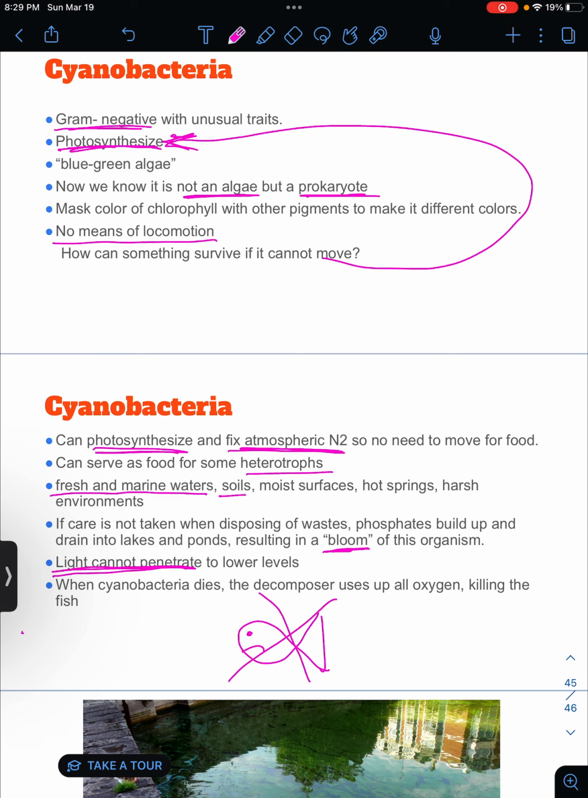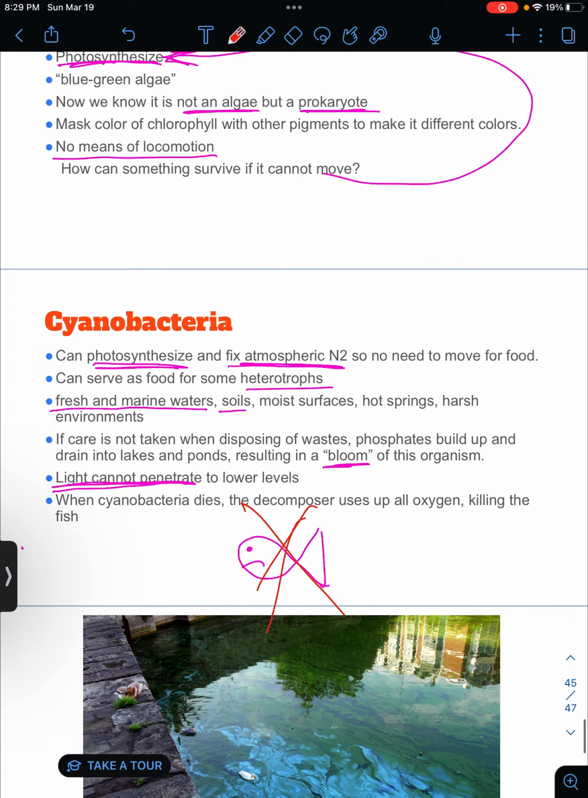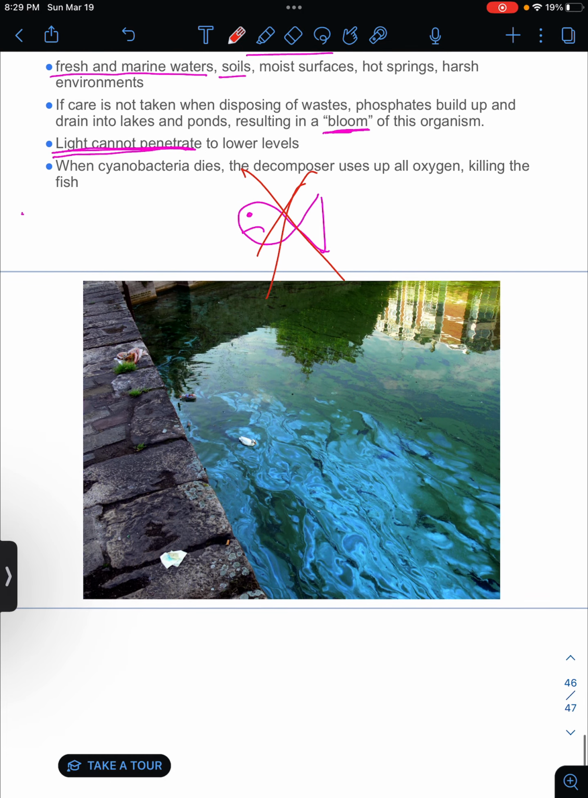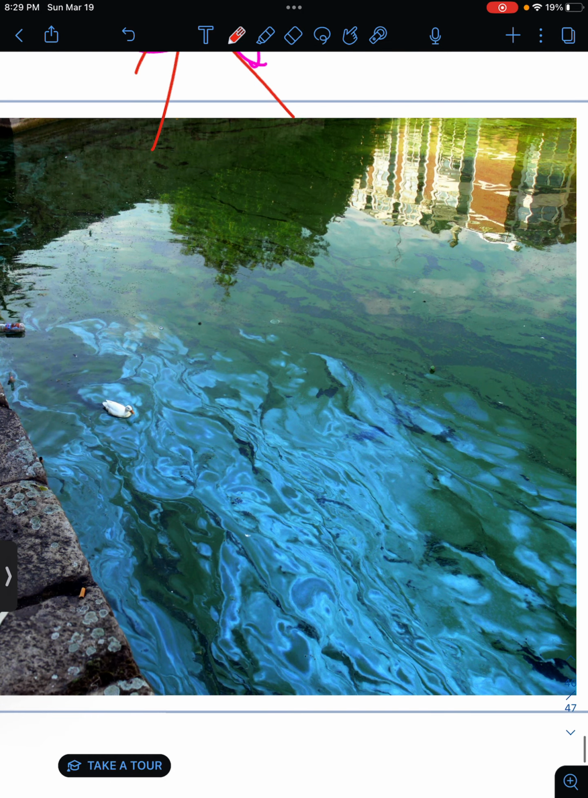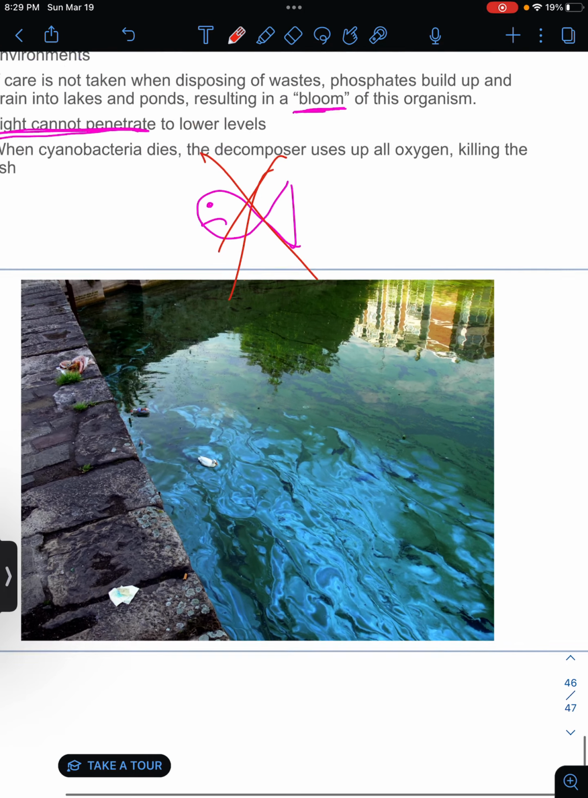The fish will die if you don't take care of this. That's what it looks like. I know you guys have seen it before. It almost looks like oil. It's different colors because it photosynthesizes. And that's it.